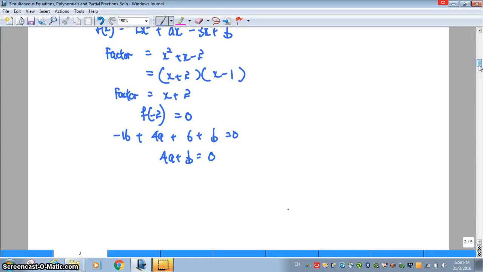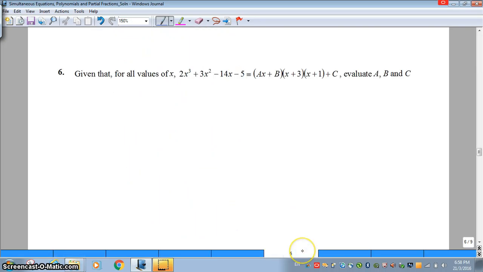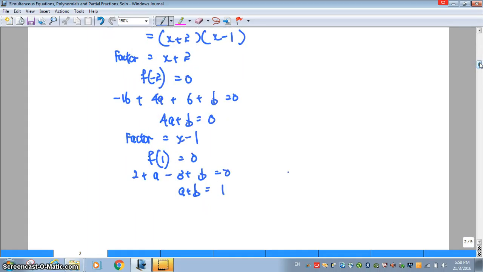Let us make use of the second linear factor, when the factor is equal to x minus 1. Same thing, make use of the factor theorem. Substitute 1 into your polynomial function, and this is what I will achieve. Simplify your equation, and this is what I will obtain. Notice there are two unknowns, a and b, in two equations. Your job now is to solve the simultaneous equations in terms of a and b.